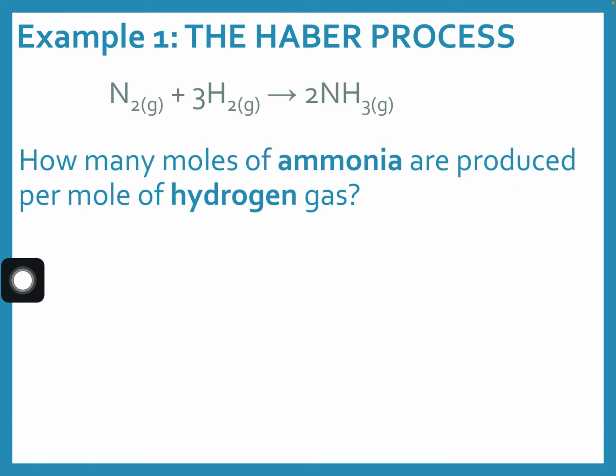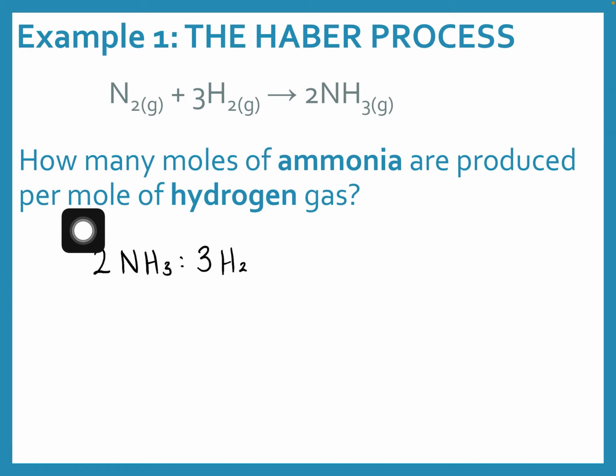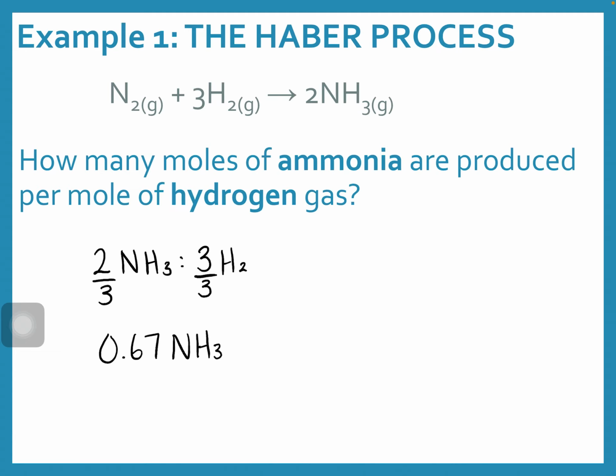So what happens when we have different ratios? How many moles of ammonia? In my balanced equation, I have 2 moles of ammonia for every 3 moles of hydrogen gas. But I want to know how much ammonia is produced for every 1 mole of hydrogen gas. So this is for 3 moles, which means I can divide this by 3 to get to 1. I would do the same to ammonia. So 2 divided by 3 is 0.67. So 0.67 moles of ammonia would be produced for every 1 mole of hydrogen gas.